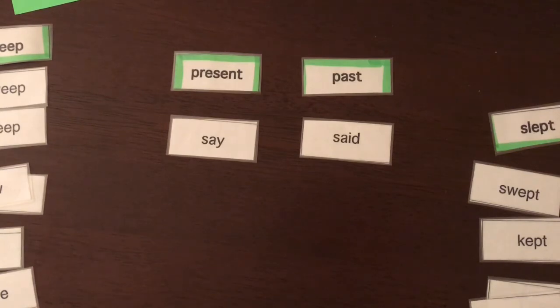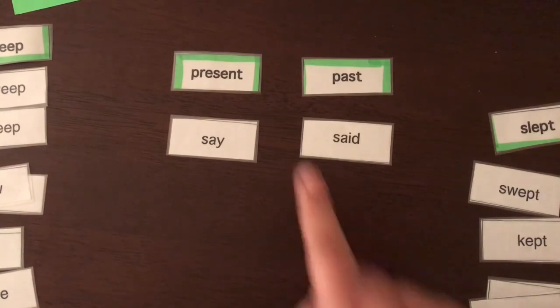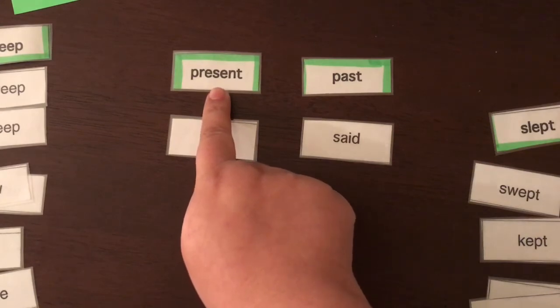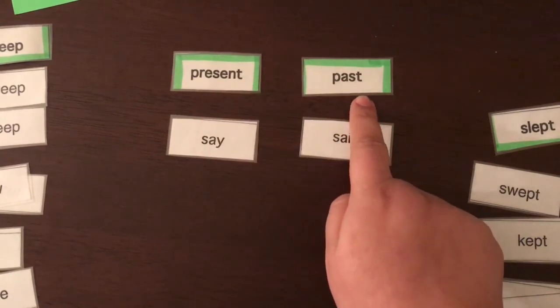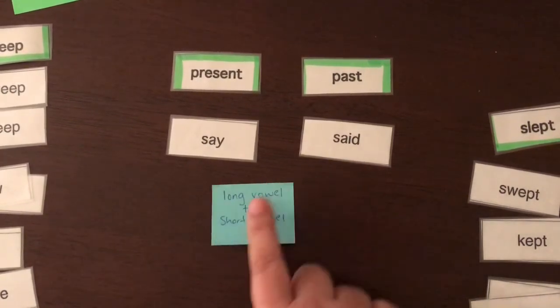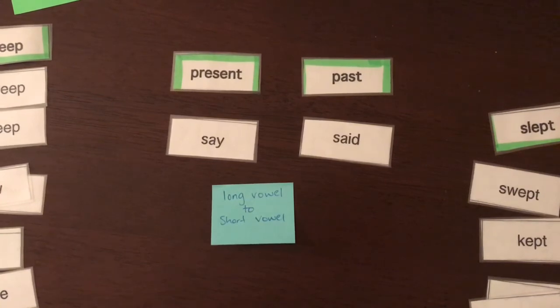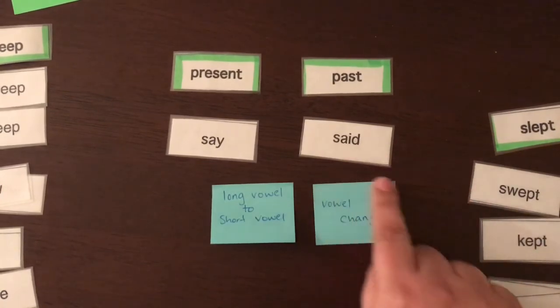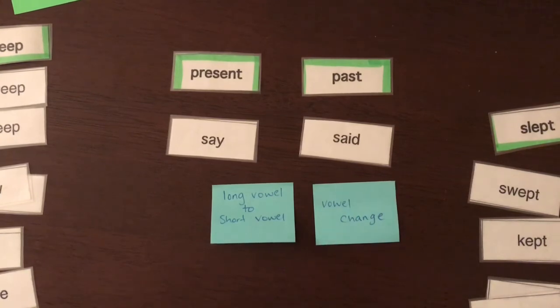So make sure that when you are sorting your words, you're sorting them with their present and their past tense forms. And then also I challenge you to sort them by the actual patterns. So I want you to make sure that you're sorting them by long vowel to short vowel. I want you to group the ones that have a vowel change.